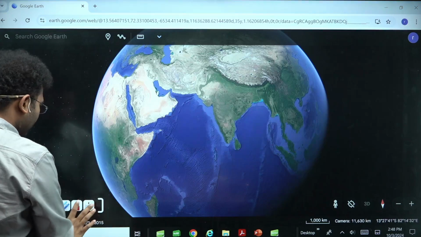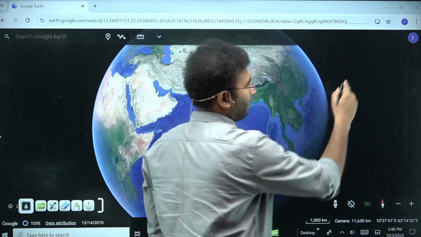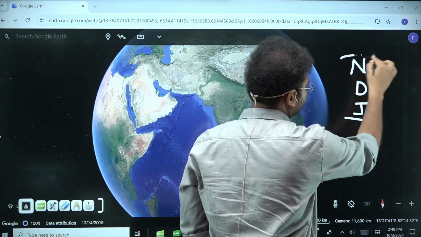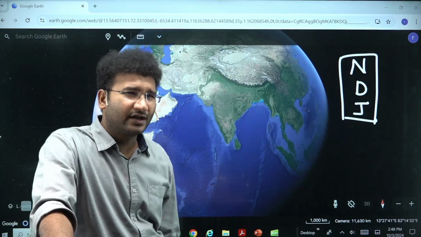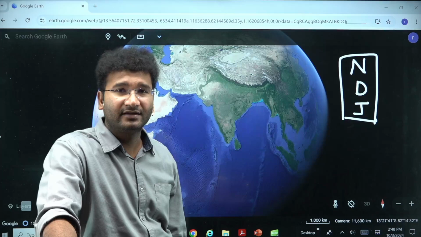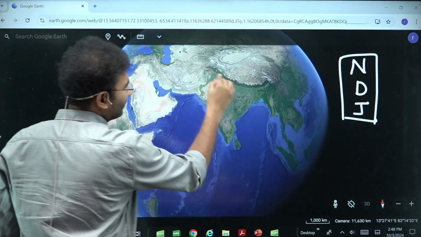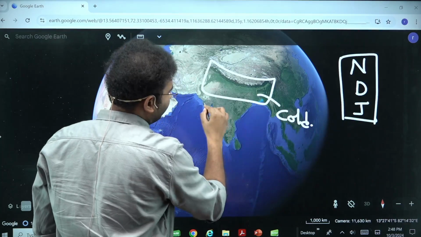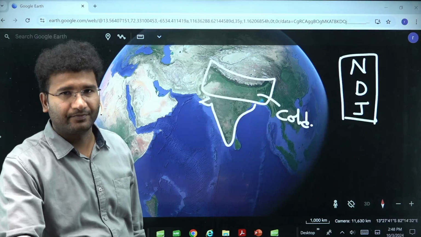This cold weather season is present in the months of November, December, January. And October is also the time period for the northeast monsoons in India. What exactly is happening here? Let's try to understand. The northern part of India is cold and the southern part of India is not that cold compared to the northern part.